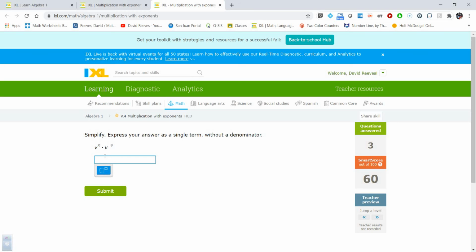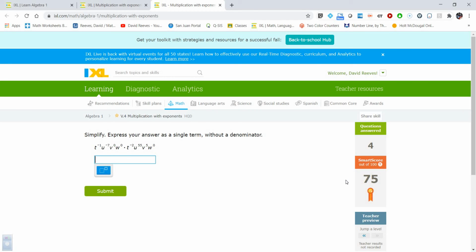All right, what about this one? Okay, what's the base? The base is a v, and what is 0 plus -8? It is simply -8.